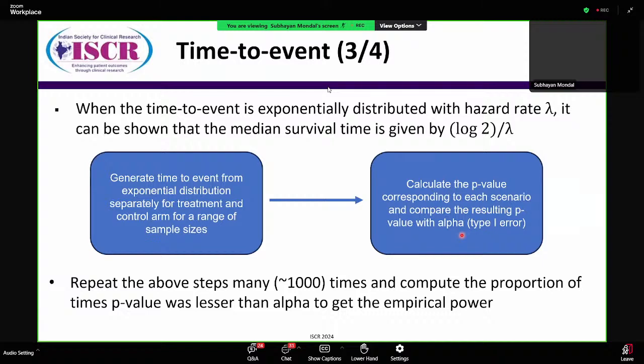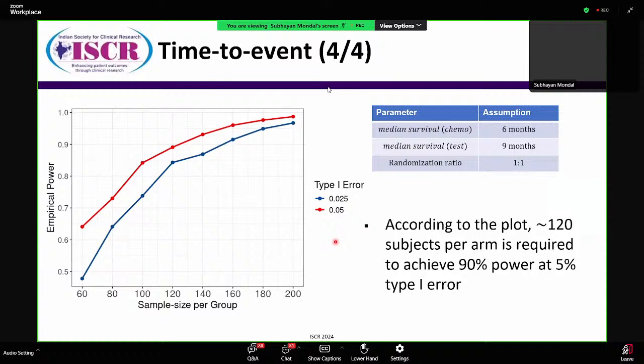So in the next slide, I will show you the results from 1,000 similar studies and getting the proportion of how many times the null hypothesis was rejected, and we call it the empirical power. This is similar to the proportion case. We again have the sample size per group on the x-axis and the empirical power on the y-axis. Now, here I note down the assumptions. We have median survival for the chemo at 6 months, median survival for the test as 9 months. We use randomization ratio of 1-to-1.